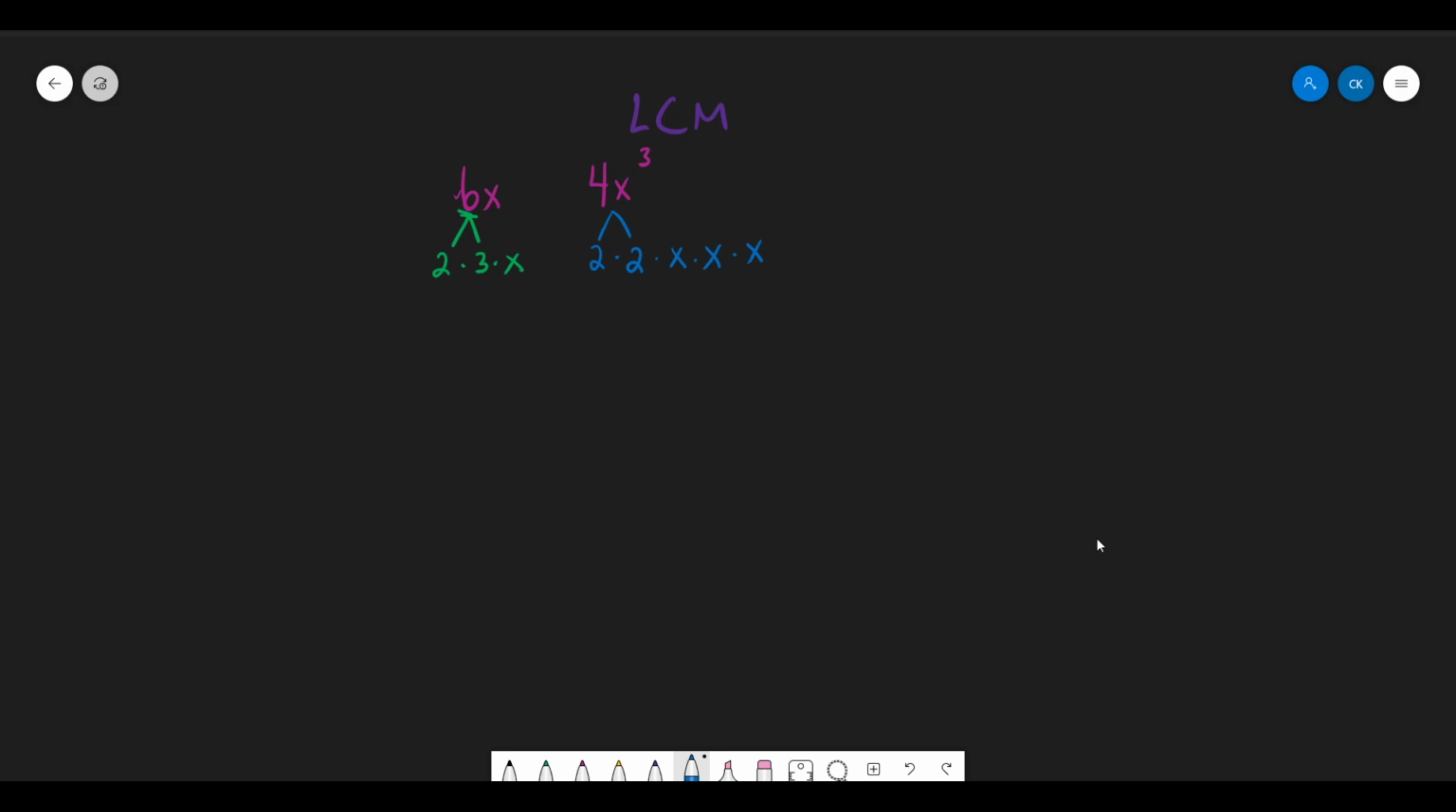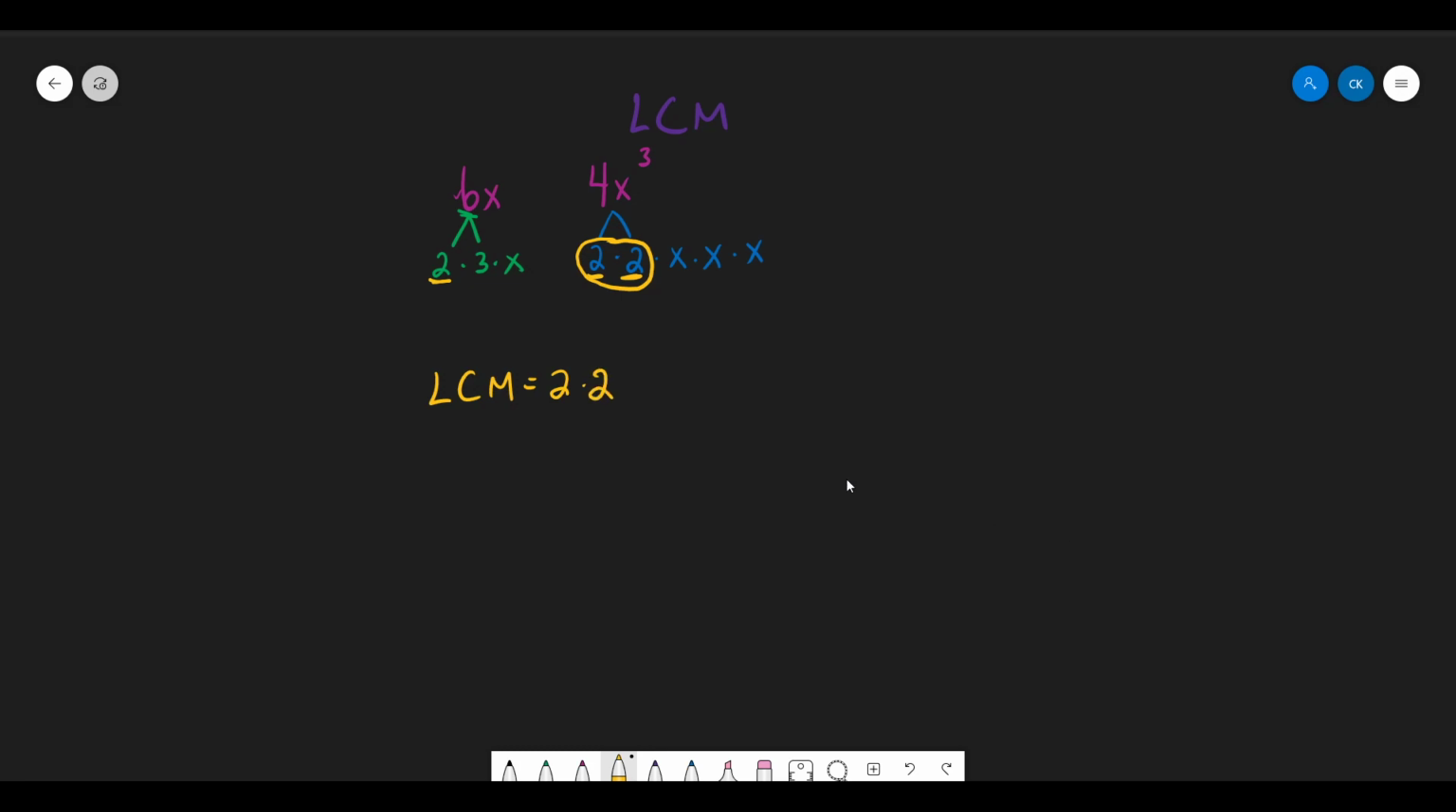So what I mean by that is in the 6x, I see 2. Right? 2 is a part of the prime factorization. But in the 4x to the third, I see 2 2's. So what I want to do is I want to take the greater number of 2's. I'm going to take the 2 2's, and I'm going to put those into my LCM. So I'm going to have 2 times 2 as part of my LCM.